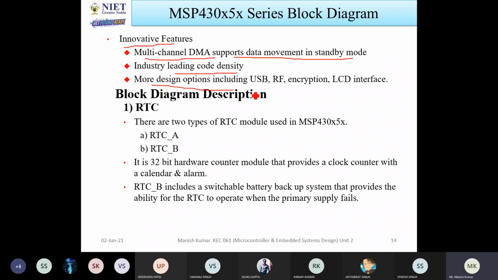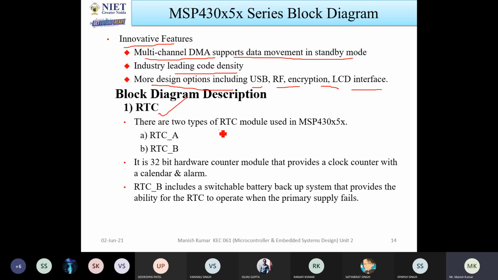It also has more design options including USB, RF encryption, LCD interface. These things are already inbuilt. We will see one by one the block diagram descriptions. I will tell you each and every component, what is the use of these particular components. Okay, so first we will start with the RTC. RTC is called real-time clock. The real-time clock is responsible for handling the time and month in the calendar, or you can say time and calendar.